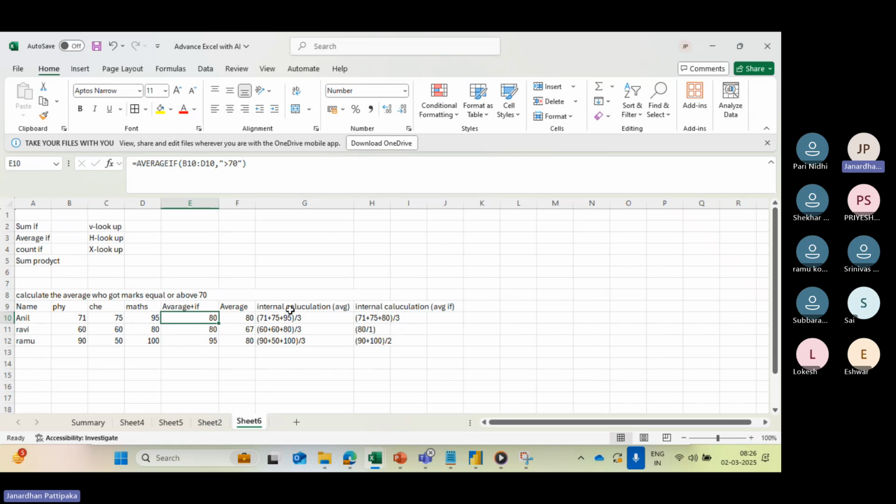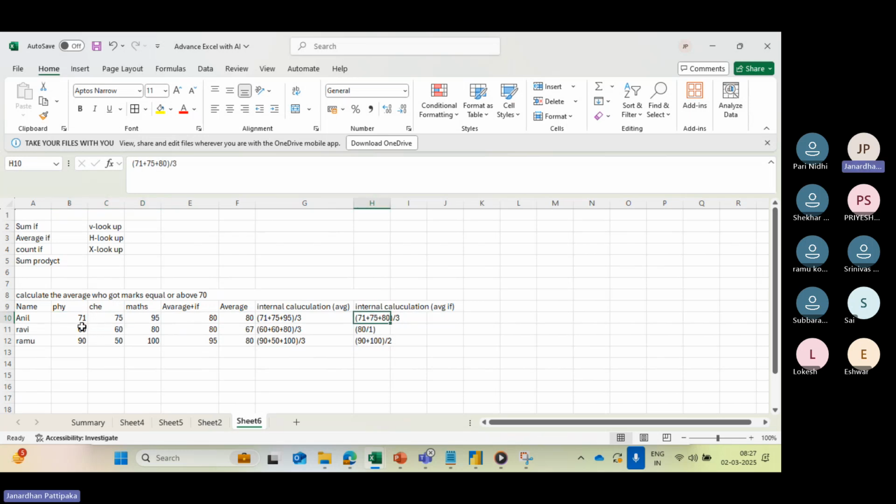But for the normal average, it will calculate all and divide by 3. For everything, you got 80, because you calculate the internal normal average. But if you calculate the average if, it will only take the persons who are greater than or equal to 70. That means here all three are 70 or above, so it considers all, and the average is divided by 3.